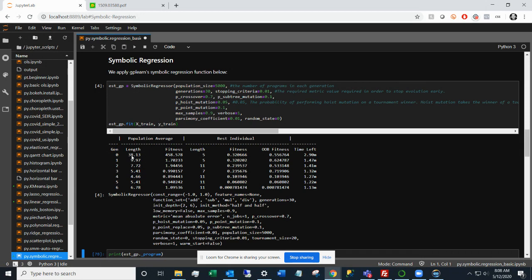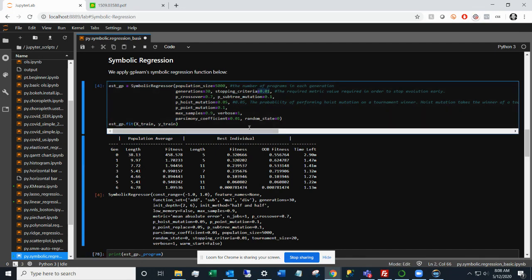So in the first example, for example, we have the fitness is 0.32 measure. We want that number to be lower than our stopping criteria, which is 0.01. So 0.32 is pretty high. So we didn't do a very good job in the first generation of functions. We have a whole bunch of functions. The average fitness is 458, so extremely high. The best individual function out of that population had a fitness of 0.32.